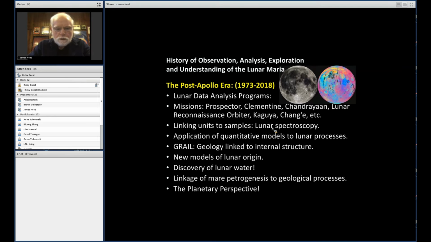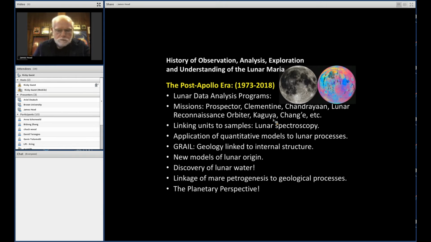In the post-Apollo era, 1973 to today, more or less, we have a lot of new information, huge amounts of new information. We call it the lunar renaissance in a lot of ways. Lunar data analysis programs, and a bunch of ongoing missions, were incredibly important in characterizing the surface. And we're linking units to samples, for example, with lunar spectroscopy, in particular Chandrayaan-1 and M-Cube. As you can see, this and other types of data really enabled us to link the samples to the surface units. And then we were able to begin to apply quantitative models to lunar processes. With GRAIL, we were able to almost put the lunar crust in an X-ray machine and understand the distribution of mass and how surface features link to the subsurface.